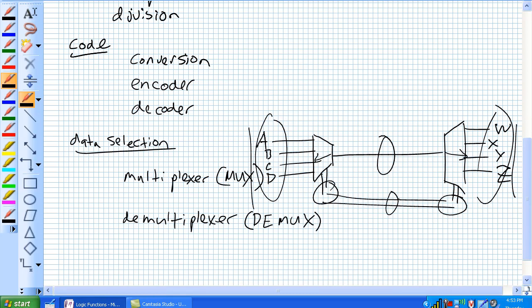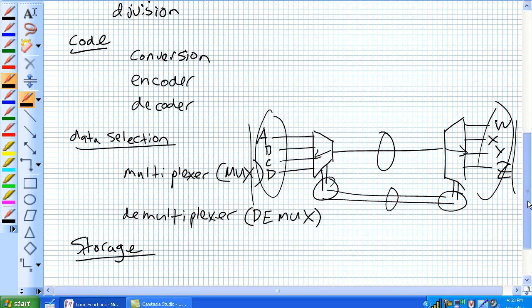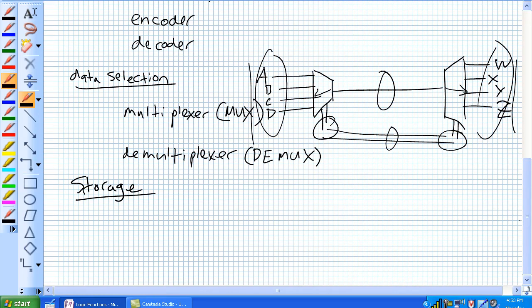Let's stop talking about multiplexers and move on. The next logic function is storage. And this is where a lot of computers come into play. They're storing our data. And no use in having data and just losing it. You've got to hold it long enough to do something useful with it. So there's a couple different types of memory, or excuse me, storage devices.